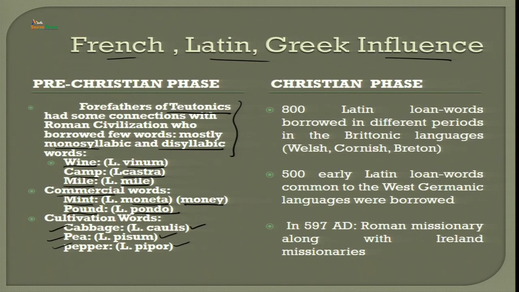And then further, the Christian phase, where 800 Latin loan words were borrowed. They are known as loan words or borrowed words, you can say, right? So in different periods, from the Brittonic languages, Welsh, Cornish, Breton, and 500 early Latin loan words common to the West Germanic languages were borrowed. So this is how we created that kind of ambience, where we borrowed several things from others.